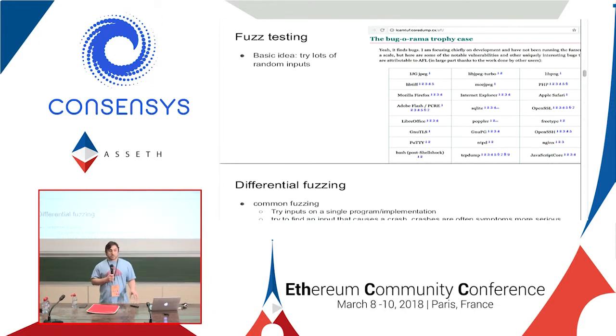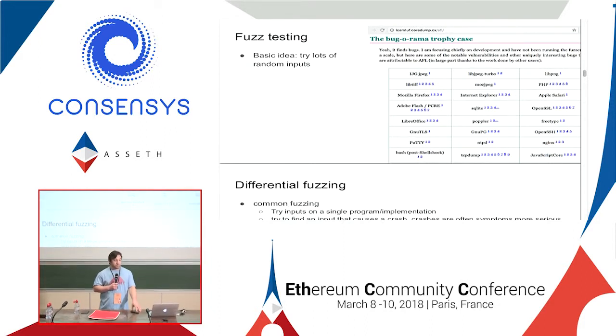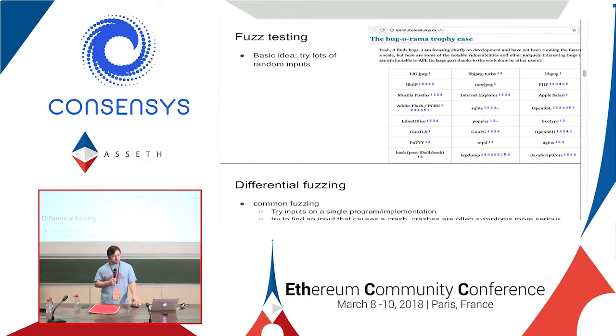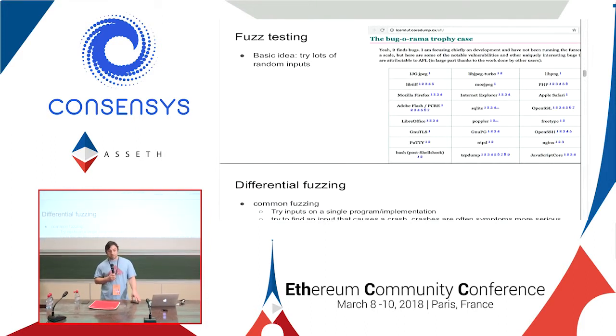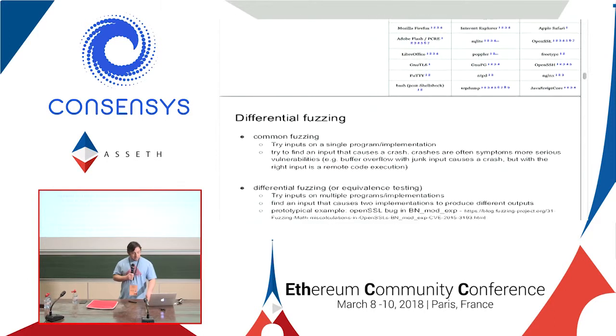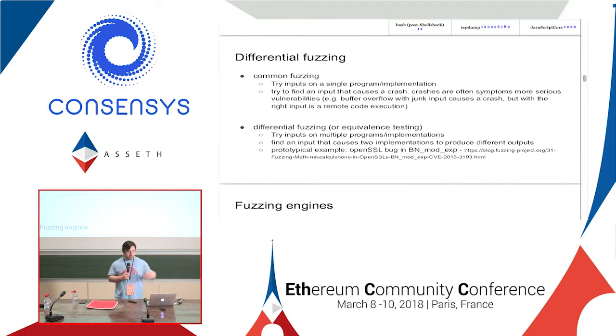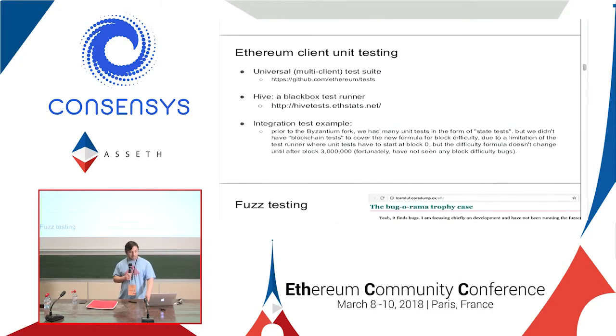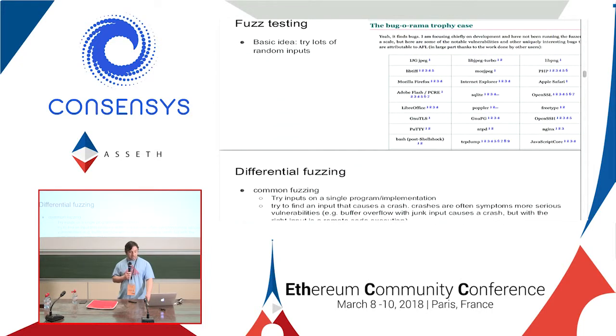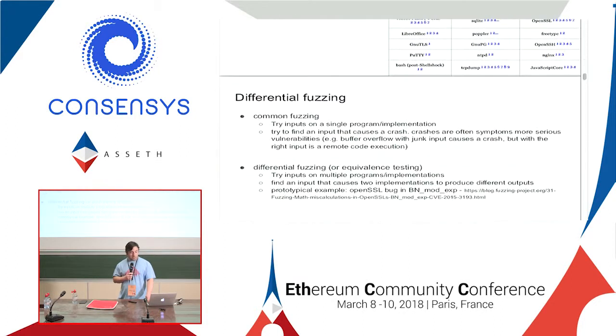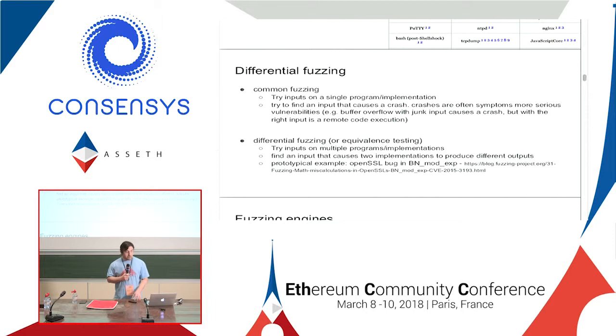So better than unit testing is fuzz testing. You blast it with a lot of different inputs. Fuzz testing has found a lot of bugs in a lot of projects. But of course, there's multiple kinds of fuzz testing. So the common fuzzing, like these bugs here in Firefox, Internet Explorer, Flash, etc. The majority of those are found with common fuzzing. So it's just an input trying to find a crash.